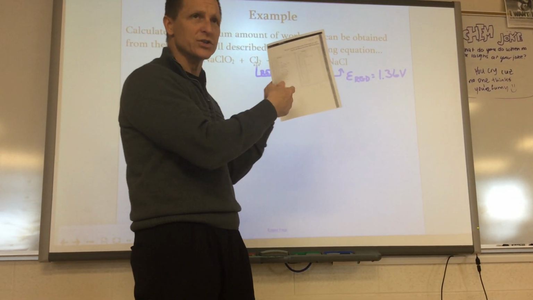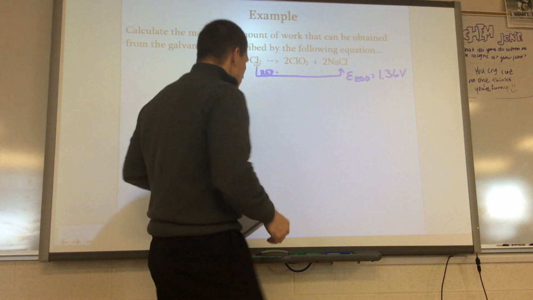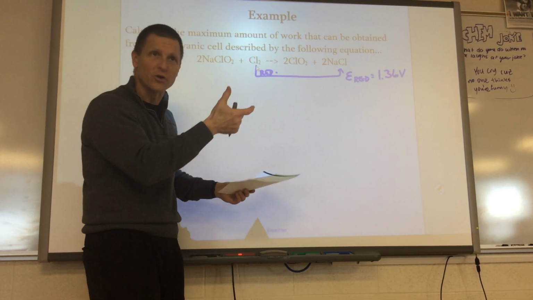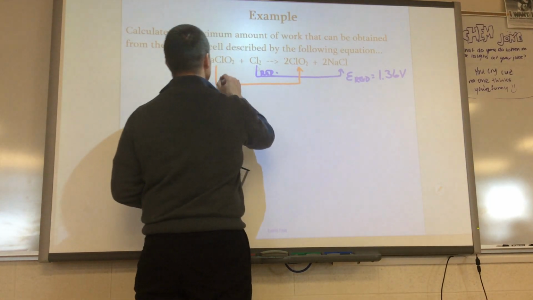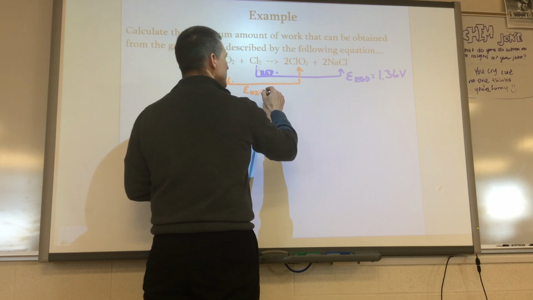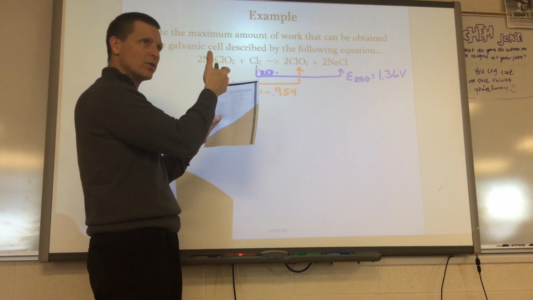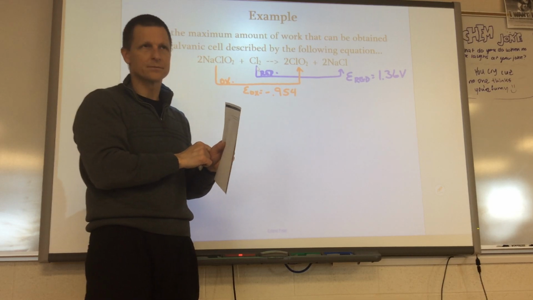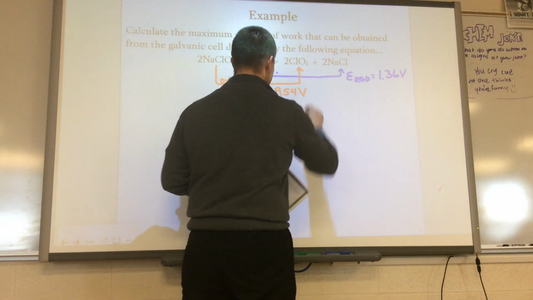All these are written as reductions. You can't have two reductions happening, so one of them has to be flipped. Very good, exactly. You are going to have to find one of them as an oxidation, which means it's going to have to be the reverse of what's on the paper. So this is an oxidation, and it has an oxidation potential of negative 0.954. On the paper it was positive, but remember it got turned around. So the oxidation potential is the opposite sign too. Volts. Both of those are in volts.